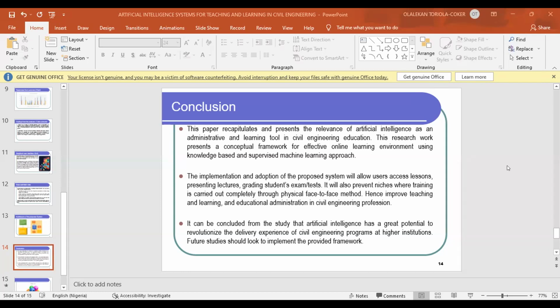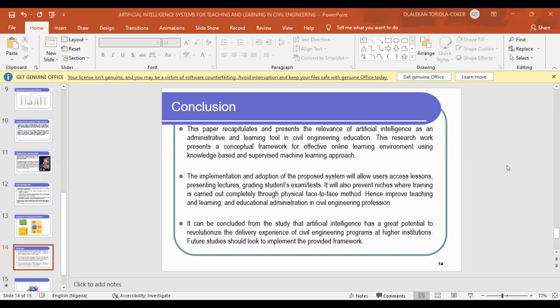It will also prevent situations where training is carried out completely through the physical face-to-face method. Hence, it will improve teaching and learning systems and educational administration in the civil engineering profession. It can be concluded from the study that artificial intelligence has great potential to revolutionize the delivery experience in civil engineering programs at higher institutions.